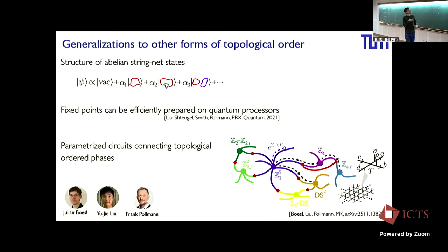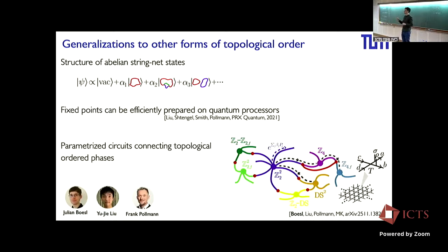A subclass would be the abelian string nets, which are looking like this. These are very similar to the toric code, which I showed you before, but now I have strings with colors, okay? And they're a bit more complicated, maybe in how they're patched together. And there it turns out that all of these states can be easily prepared on the quantum processor, first of all, but there's more to it.